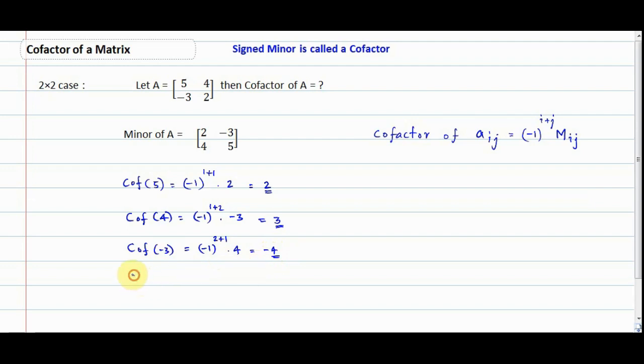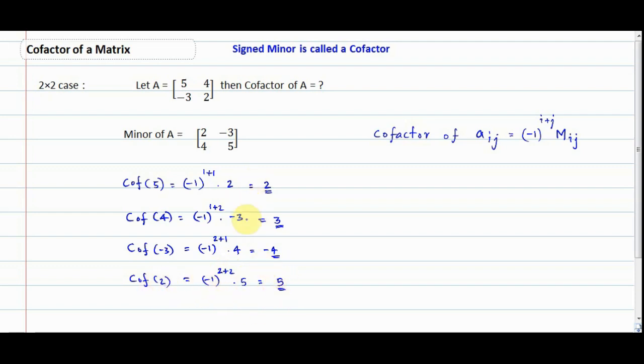Now let's calculate the cofactor corresponding to element 2. That will be equal to minus 1 raised to 2 plus 2, as element 2 is present in the second row and second column, into the minor value. The minor value corresponding to 2 is 5. So minus 1 raised to 2 plus 2 into 5. That will be equal to minus 1 raised to 4, that will be plus 1. 1 into 5, we will get 5. So the cofactor of 2 is 5.